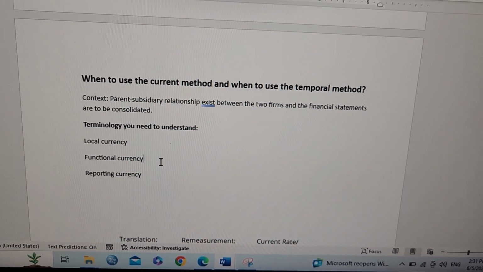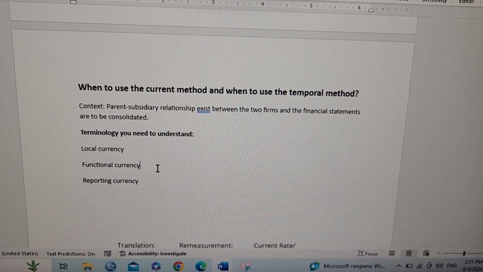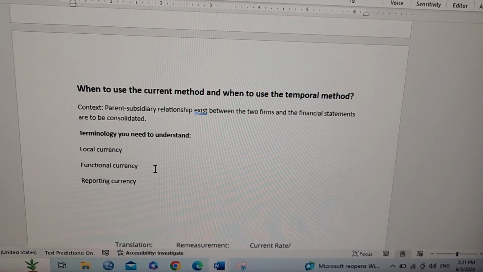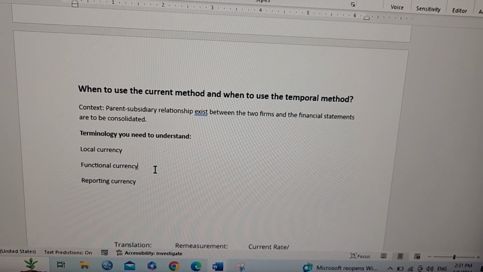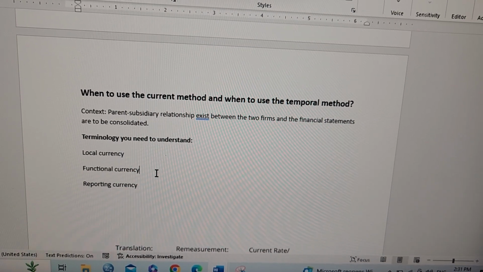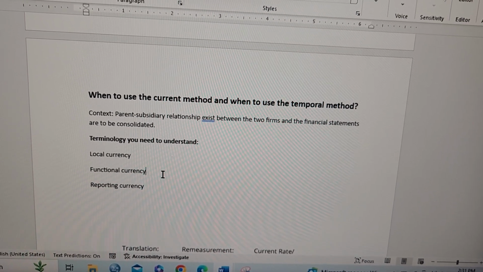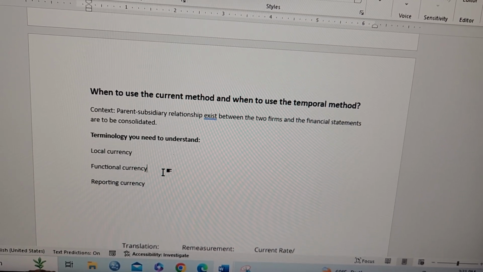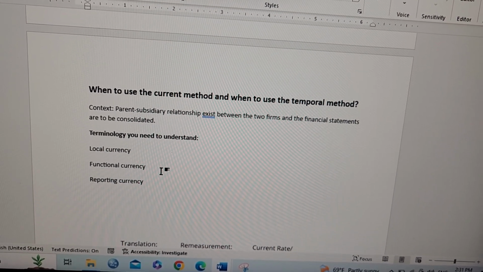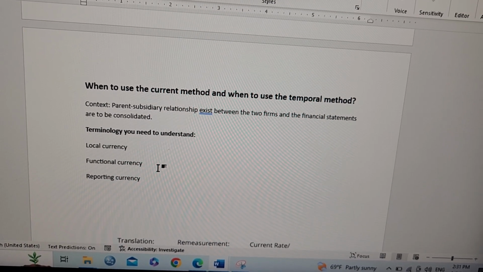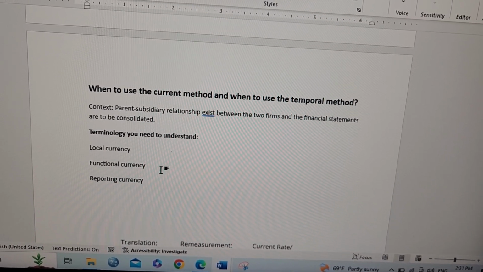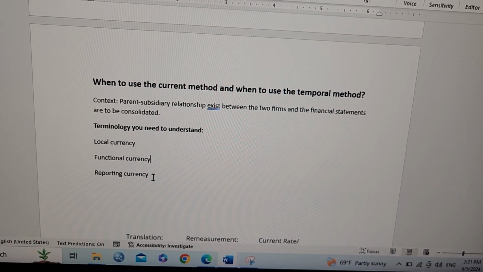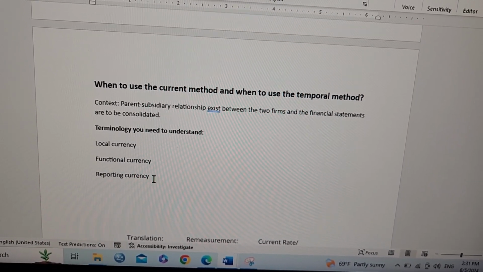Then we have the functional currency. Functional currency is usually decided by the management, and the management has a lot of discretion over it. Typically, functional currency is the currency in which you price your products and services. And if your costs are denominated in that currency, and your price is denominated in that currency, then you would call it the functional currency. The management can decide what the functional currency for the subsidiary will be.